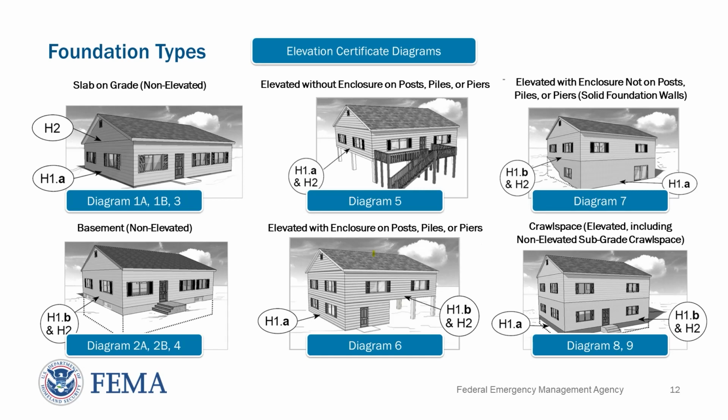An elevated building with no enclosure aligns to diagram 5. An elevated building on solid foundation walls is diagram 7. Basement foundations are diagrams 2 and 4. Buildings elevated on posts, piers, or piles with an enclosure are diagram 6. And buildings with crawl spaces are diagrams 8 and 9.